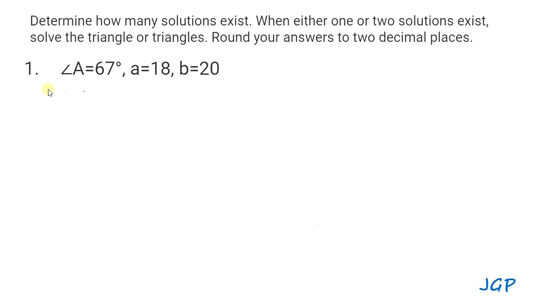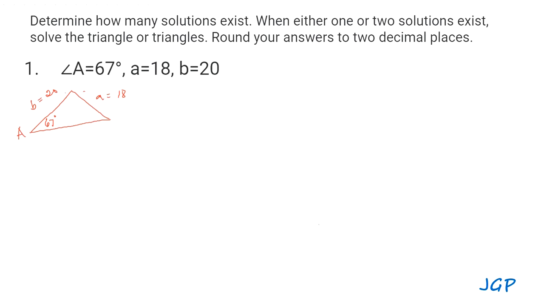Okay, we have number 1, your angle A is equal to 67 degrees. Your side A is equal to 18, and your side B is equal to 20. First, I will draw the triangle. So, this is my triangle. Again, dito ko ilalagay yung given kong angle, which is angle A, and that is equal to 67 degrees. And opposite to that is my side A, and that is equal to 18. And the second side given is my side B, and that is equal to 20.